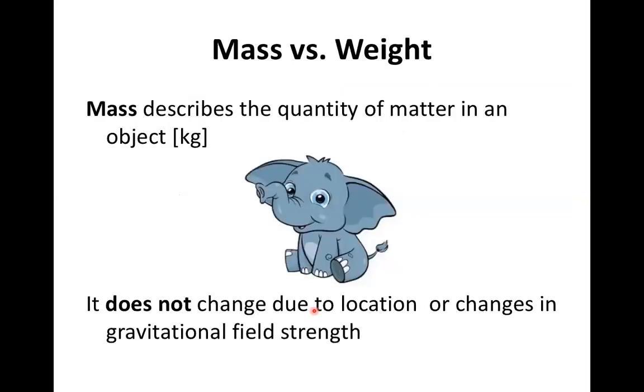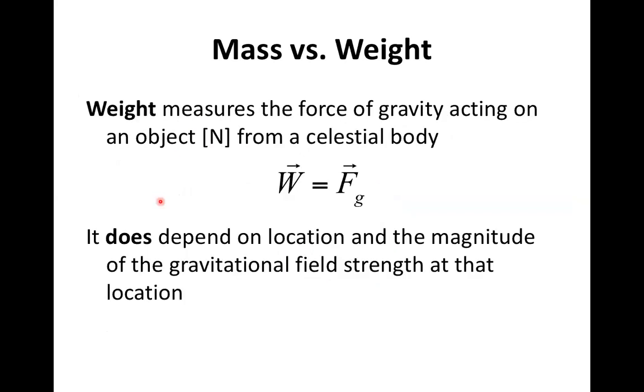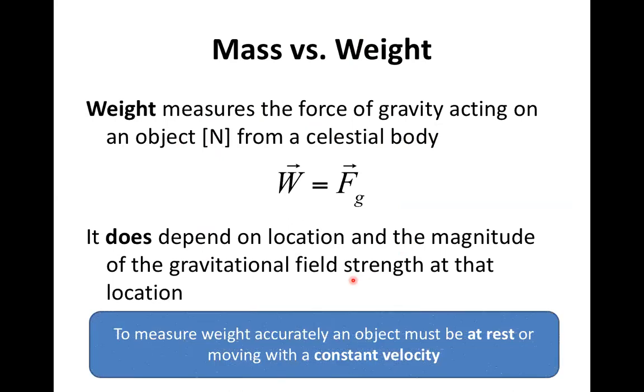Mass is different than weight. Mass describes the quantity of matter in an object, and it's in units of kilograms. And it does not change due to location or changes in field strength. However, weight is a force. We measure it in newtons, and it does depend on the location and the field strength. To measure weight accurately, an object must be at rest or moving at a constant velocity.